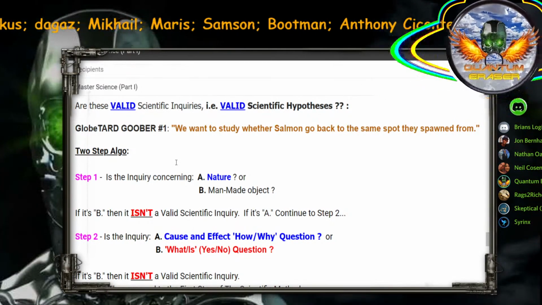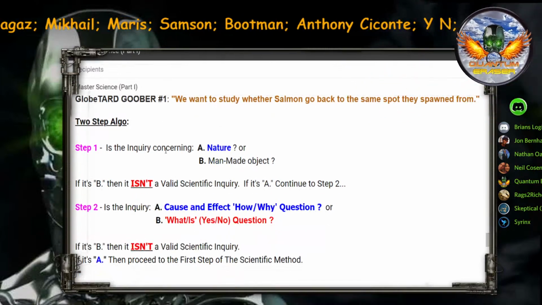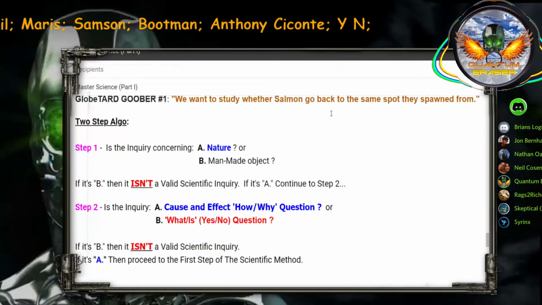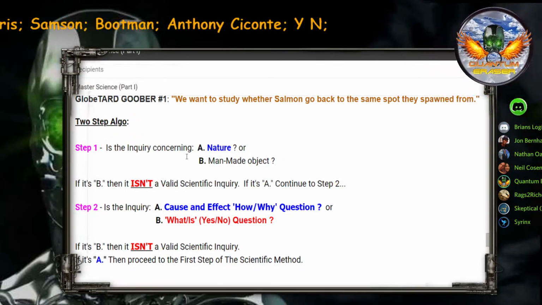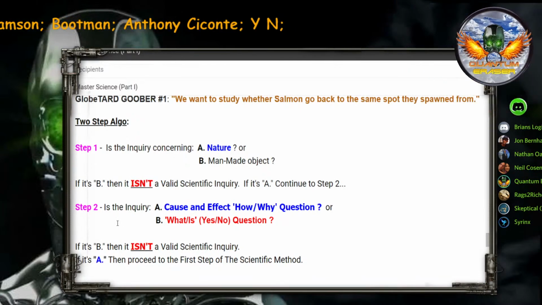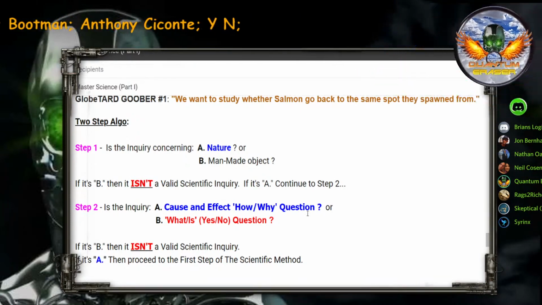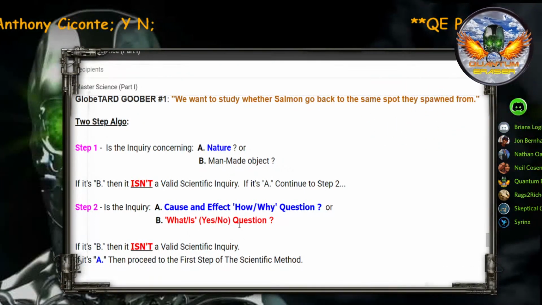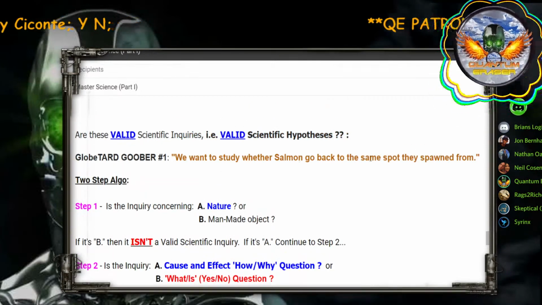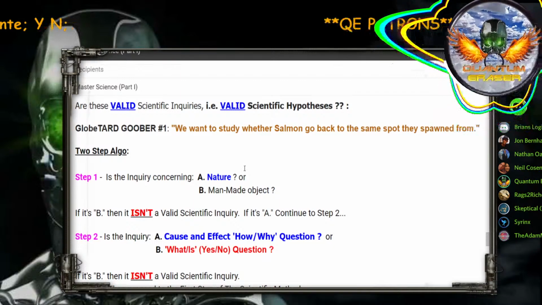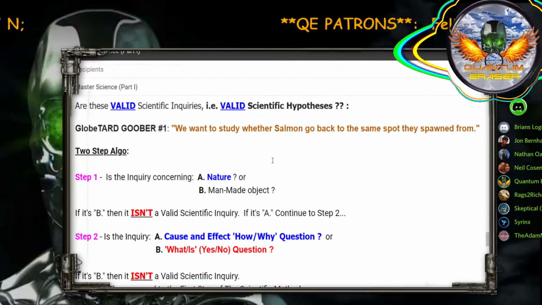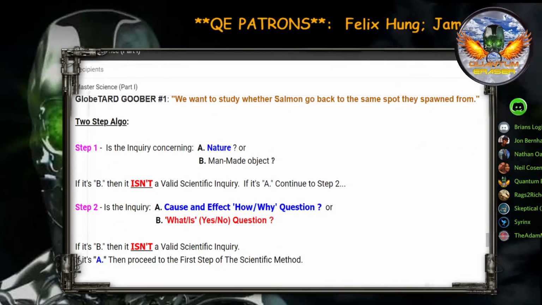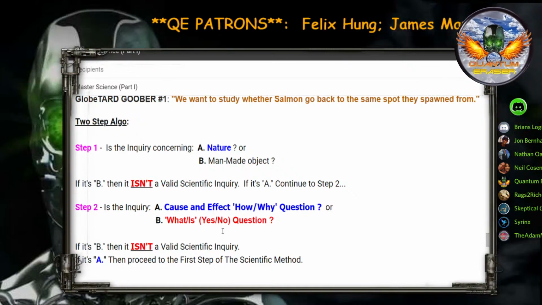Okay, let's employ the two-step algo, right? Step 1, is the inquiry concerning nature or a man-made object? He's good to go. It's concerning nature, salmon. Step 2, is the inquiry a cause and effect how I question, or B, a what is yes or no question? This is a what is yes or no question, isn't it? Therefore, it is not a valid scientific hypothesis and can't enter the scientific method. Simple, right? That's how easy it is.